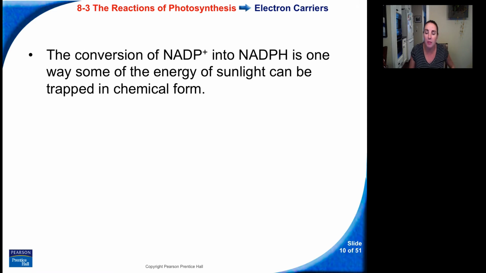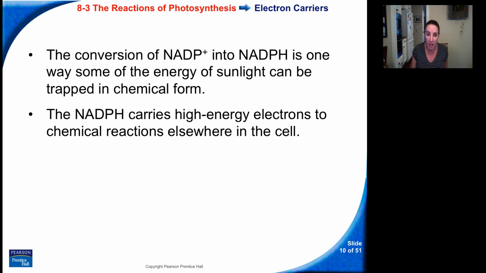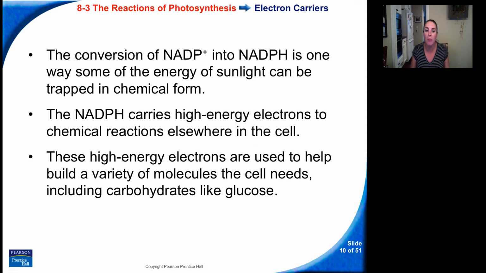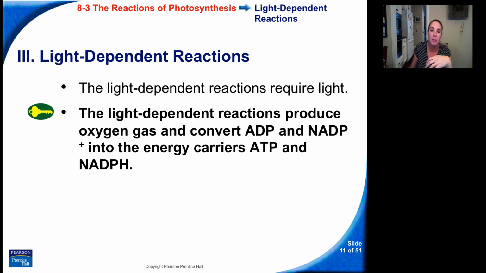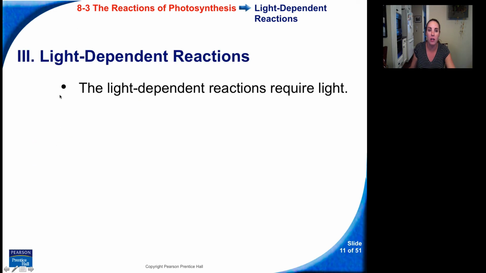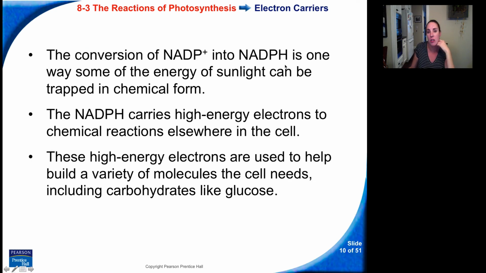So the conversion of NADP+ to NADPH is one way some of the energy of sunlight can be trapped in chemical form. The NADPH carries high-energy electrons to chemical reactions elsewhere in the cell. These high-energy electrons are used to help build a variety of molecules the cell needs, including carbohydrates like glucose. So in order to capture the energy from the sunlight, it excites the electrons, makes them high-energy electrons, and NADP+ picks up those high-energy electrons and carries them to other reactions.